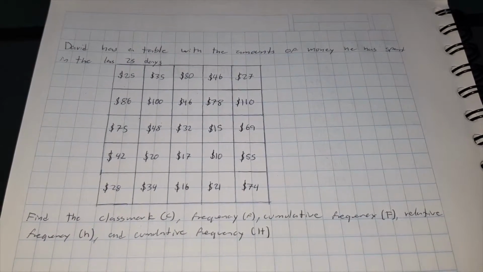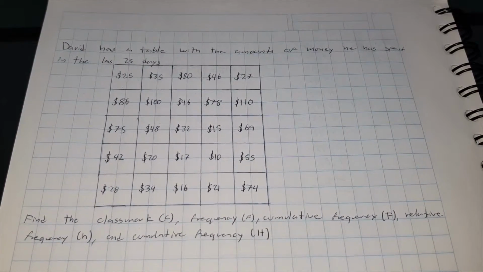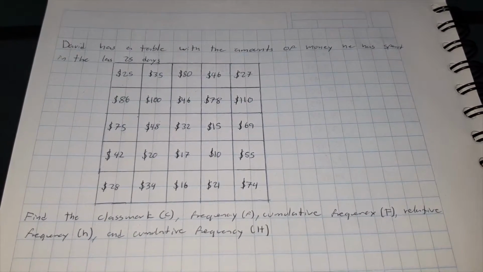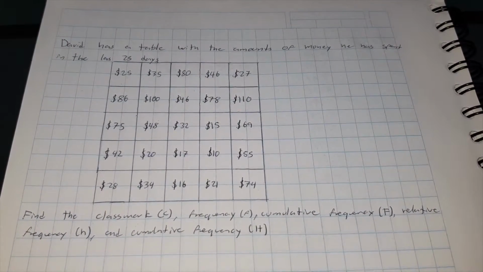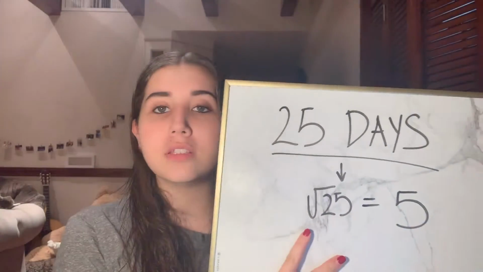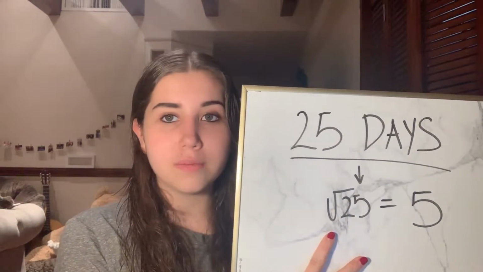And the second problem is, David has a table with the amounts of money he has spent in the last 25 days. Find the class mark, frequency, cumulative frequency, relative frequency, and cumulative relative frequency. First, we need to calculate the classes. In order to do that, we will count the number of days, which is 25. We will take the square root, and then we will get a 5.